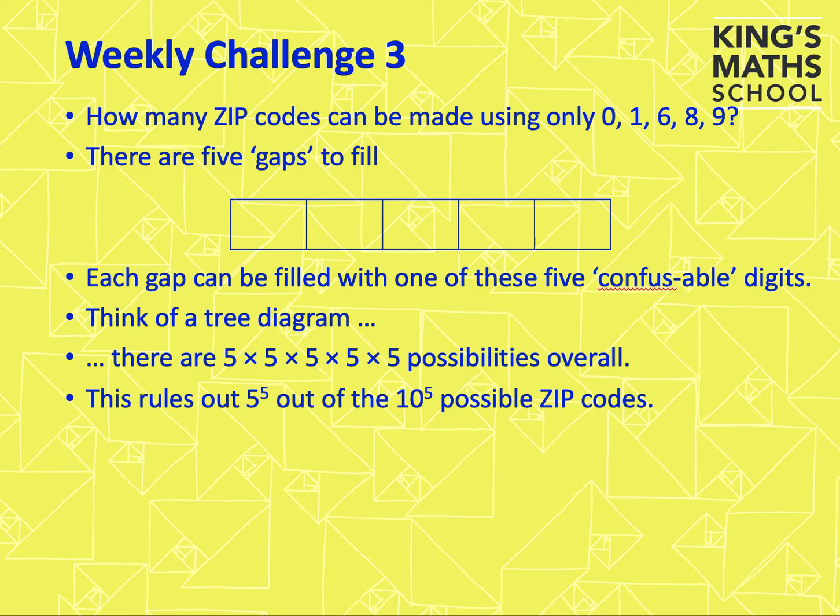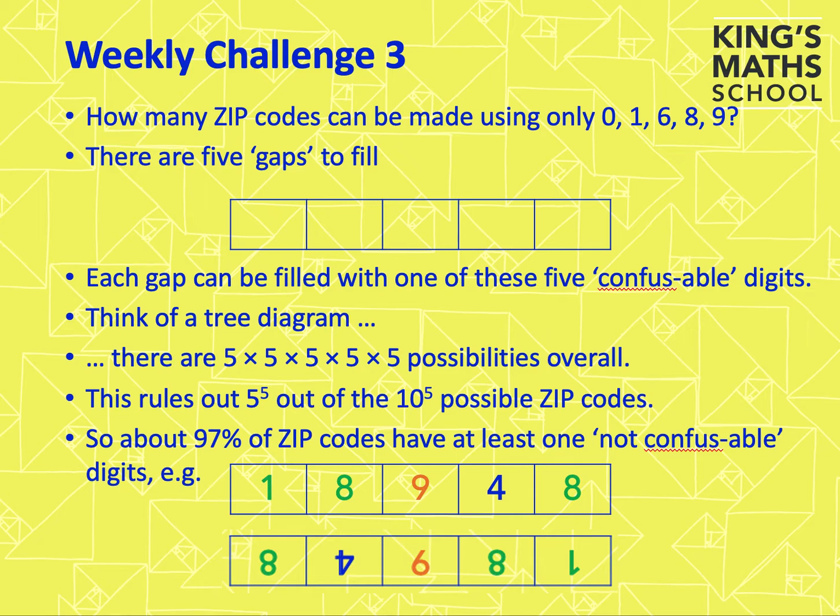So that means out of the 10 to the 5 possibilities, there are 5 to the 5 I can't have. So 5 to the 5 use only those digits there, the confusable digits, out of the 10 to the 5 altogether. So that means that about 97%, all the other ones, are okay, are not confusable. So here's an example of one. It's got 1, 8, 9 and 18, which are confusable, but the 4 prevents it being confusable. It's at least one non-confusable digit.